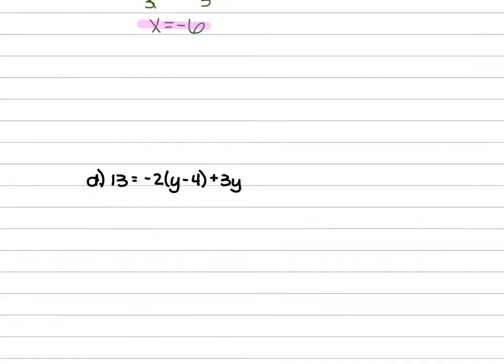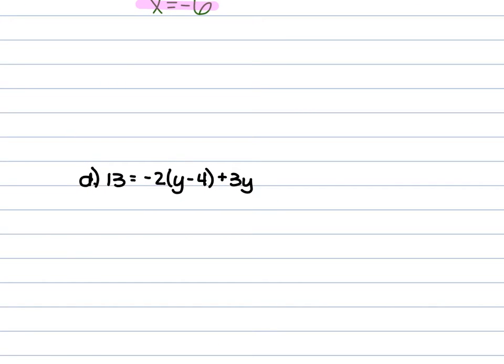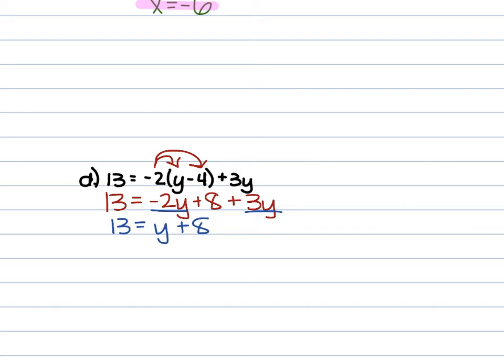For D, we have 13 is equal to negative 2 times y minus 4 plus 3y. I distribute that negative 2. So 13 is equal to negative 2y plus 8 plus 3y. I combine my like terms of the negative 2y and the 3y to give myself 13 is equal to y plus 8. I then subtract the 8 from each side.